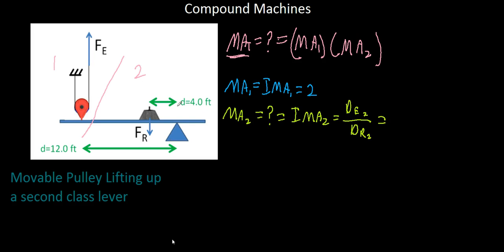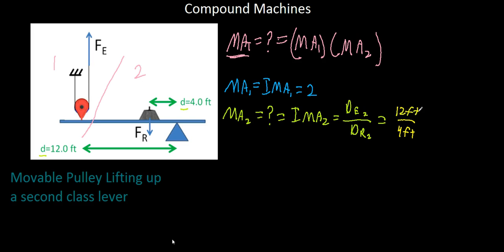Well, how do we figure out which one is DE and DR? We're given two distances, but we aren't given much else. It doesn't tell us which one is DE and DR. Well, we can look at it a couple different ways. One way to look at it is, well, DR is the distance to the force resistance. Well, the force resistance is right here. That is the distance from the fulcrum, so that's the number that goes on bottom, 4 feet. So we put 4 feet on bottom. And that means the other number on top has to be 12 feet.